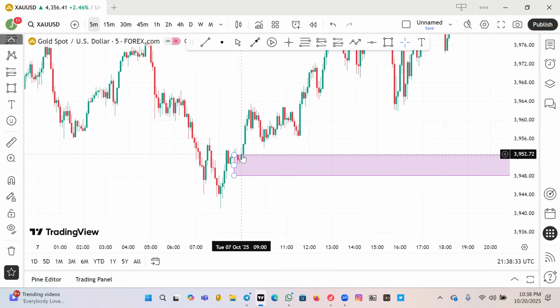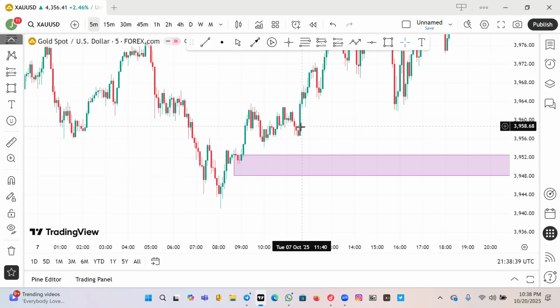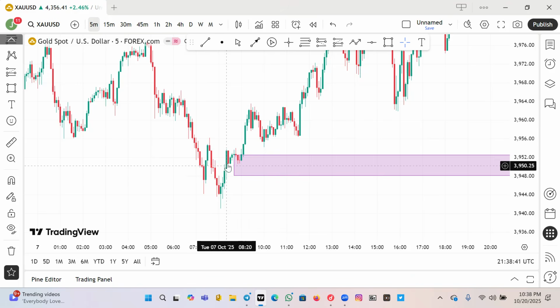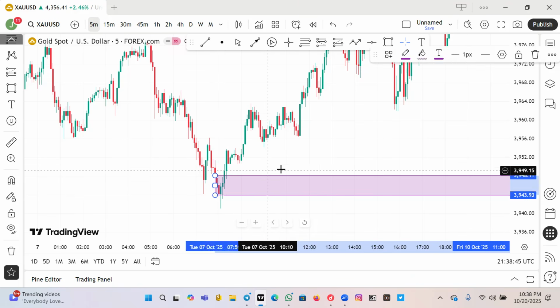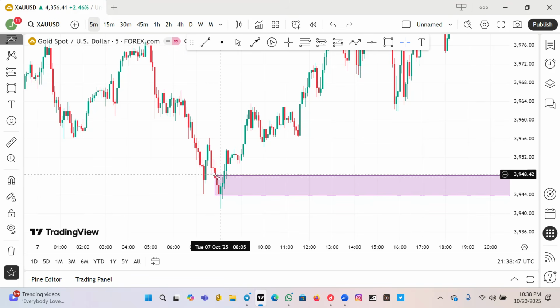Now, when this guy is mitigated, I cannot come and take from this point at the top. Why? Because this point at the top is far from my liquidity point at the bottom. So I will just still take this one at the bottom. I will still hold on to this at the bottom. Why? Because this nearest point is also mitigated. The one at the bottom is also mitigated.